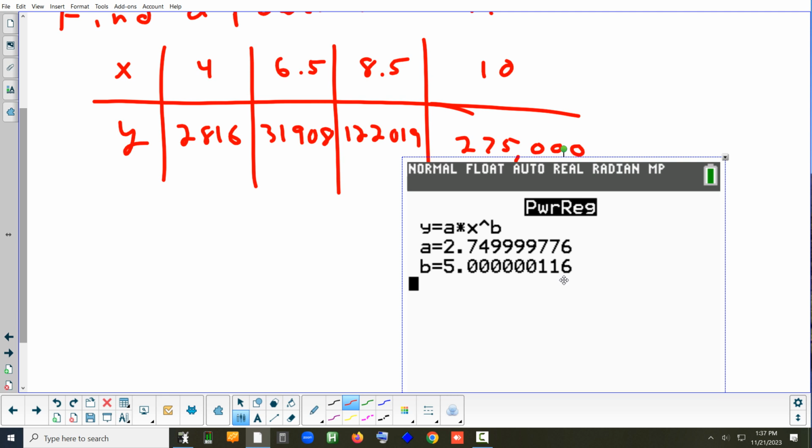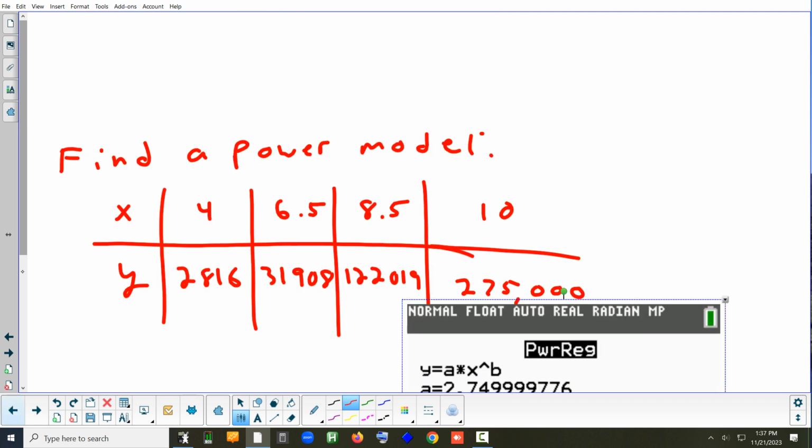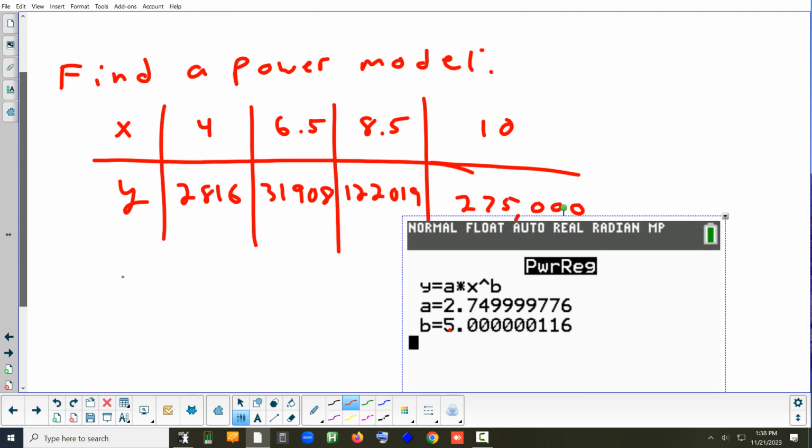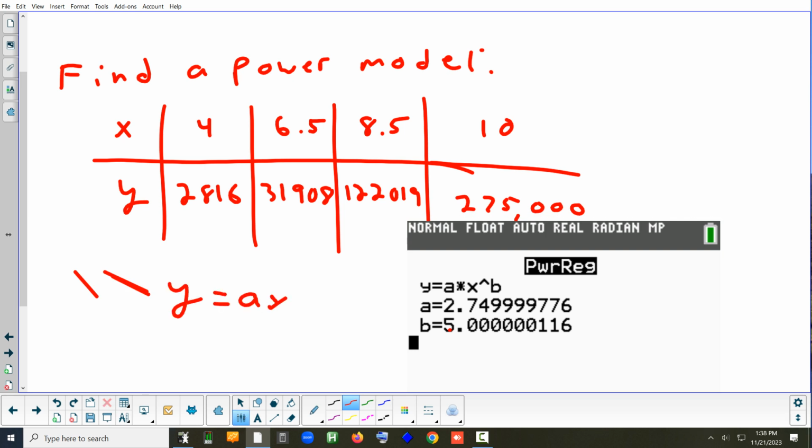Now I know the calculator is using a different letter for the exponent, but just pay attention to what number it says to put where. Okay. So the format that I think I use with you guys is y equals a x to the b. Those are the letters I used. Okay. So what's going to be our power function? It's not an exponential function, it's a power function. Yep. 2.75 times x to the power of 5. Yep. It's x to the power of 5.